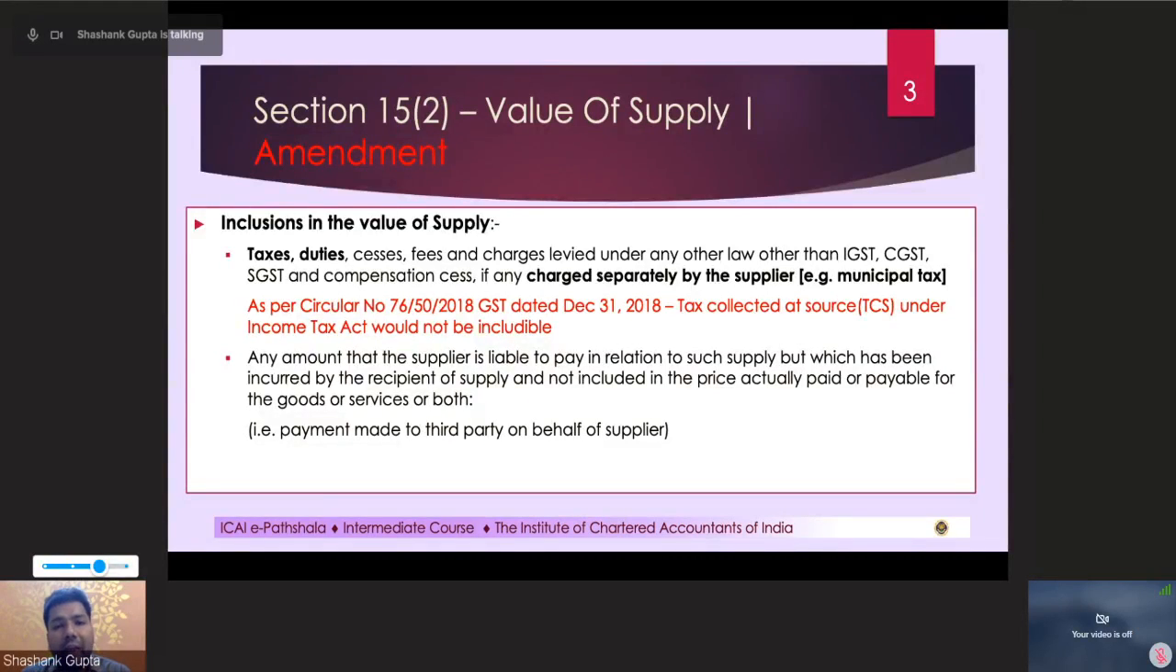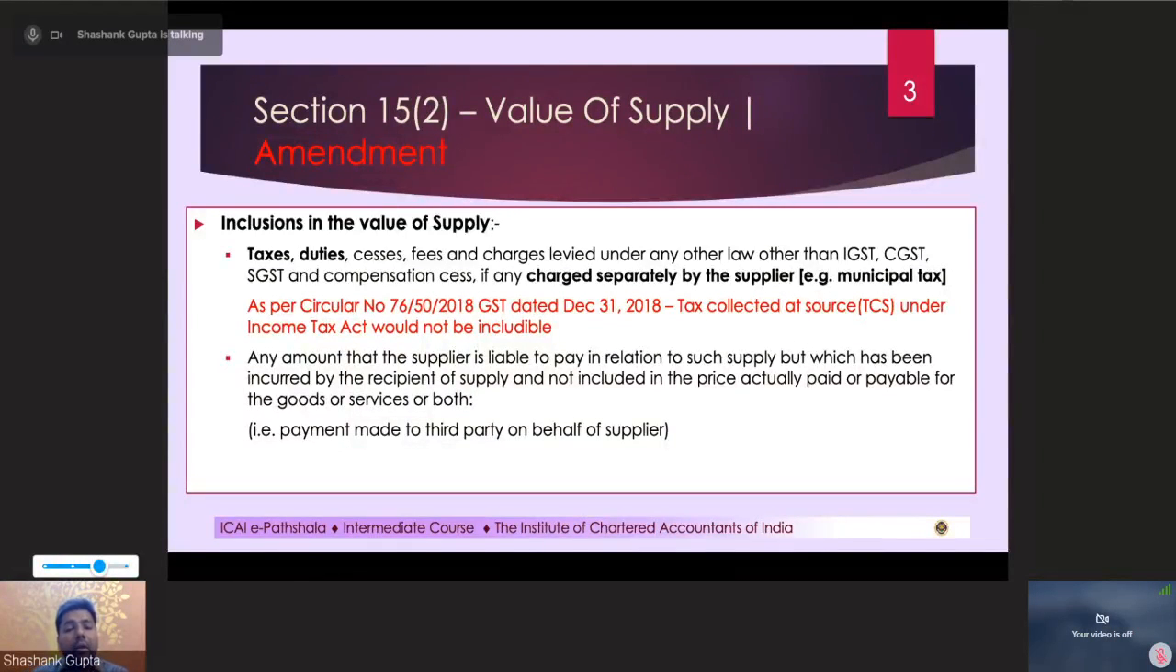Here there is a small clarification: TCS, tax collected at source, which is collected under income tax on specific transactions. The value under GST shall not include TCS. So TCS is not to be considered. Hence, while other taxes, duties, cesses are to be included, TCS is to be excluded.